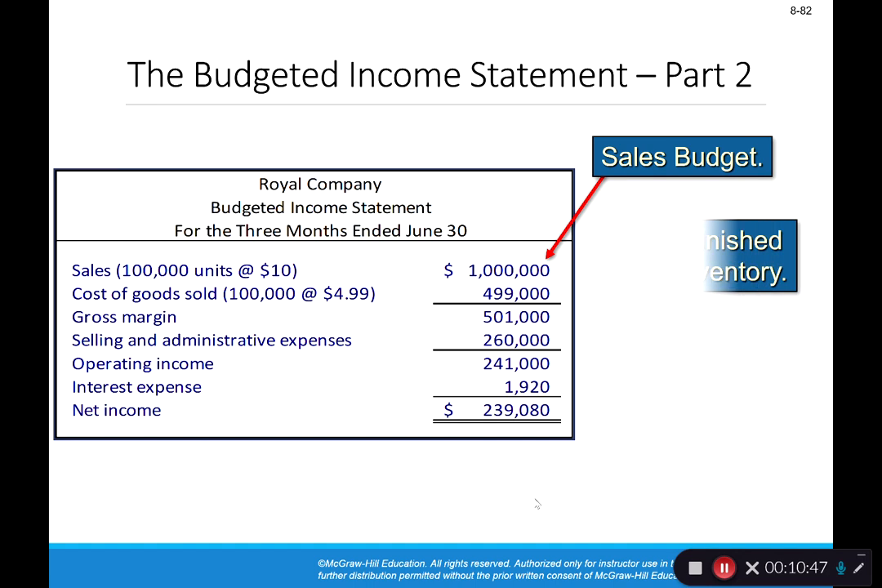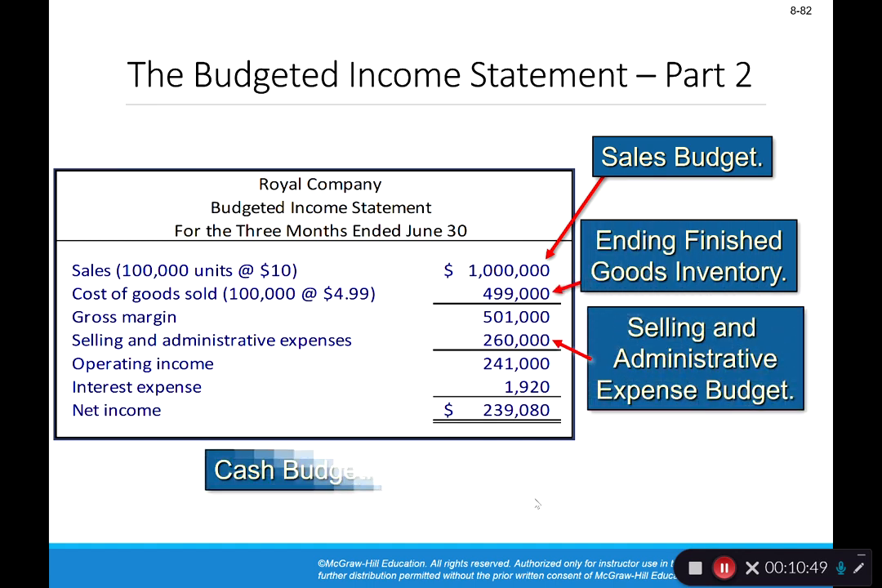So we start with sales, which is our revenue, which is the 100,000 unit sales for the quarter times $10. That comes from our sales budget. Cost of goods sold is the 100,000 units sold at the $4.99 cost per unit that we calculated on our ending finished goods inventory budget. Our selling and administrative expense comes from our selling and administrative expense budget, and then the interest expense is the interest expense we just calculated on our cash budget. So all we do is take the numbers we've already calculated and put them into an income statement format, and we're done.